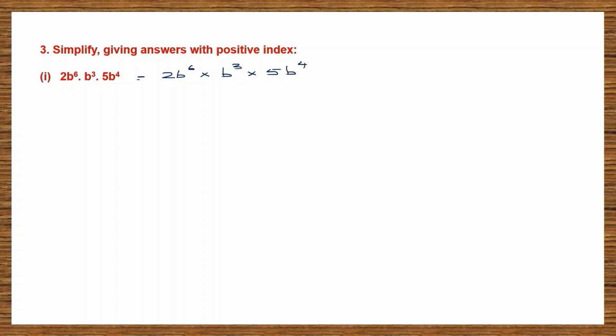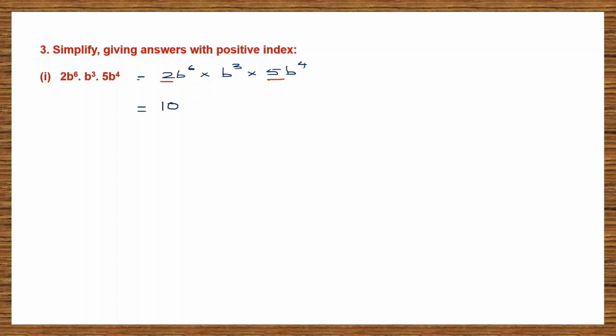Now the first thing we need to do is multiply the numbers. So here we have 2 and 5. So multiply. 2 5s are 10. So we have multiplied the numbers and we've got 10. Now look at the base. The base is the same, isn't it? B, B and B. That means we can use the product law here because it's multiplication. We can add up the powers.